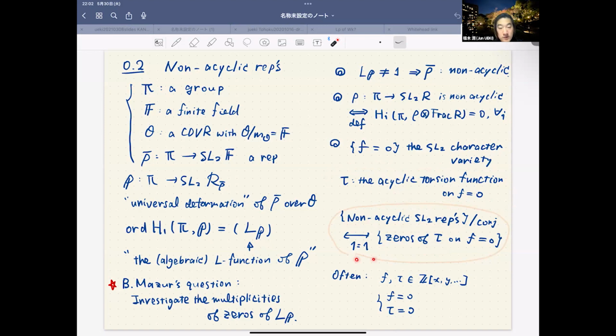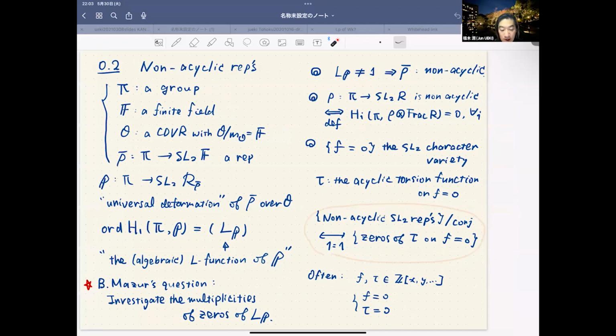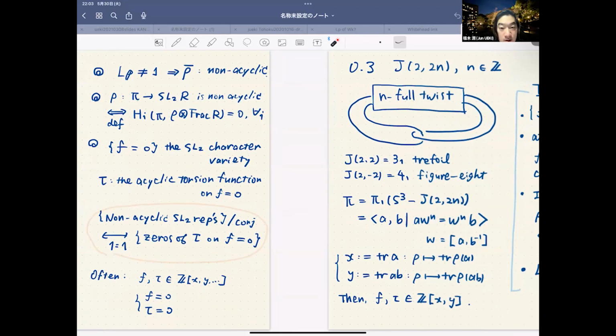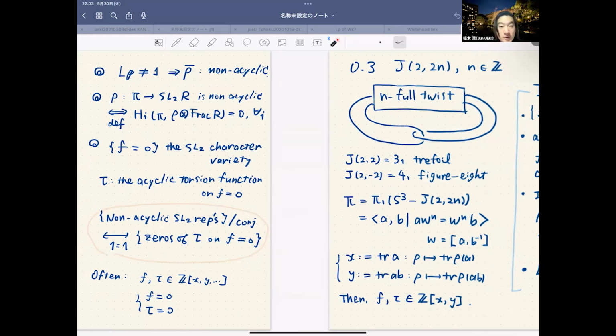And there is a one-to-one correspondence. Furthermore, often we have that F and tau are polynomials in the same variables x, y, etc. And the zeros of tau on F equals 0 can be regarded as the intersection of two algebraic varieties, F equals 0 and tau equals 0. This is the story. Next, I'd like to recall the twist knot.